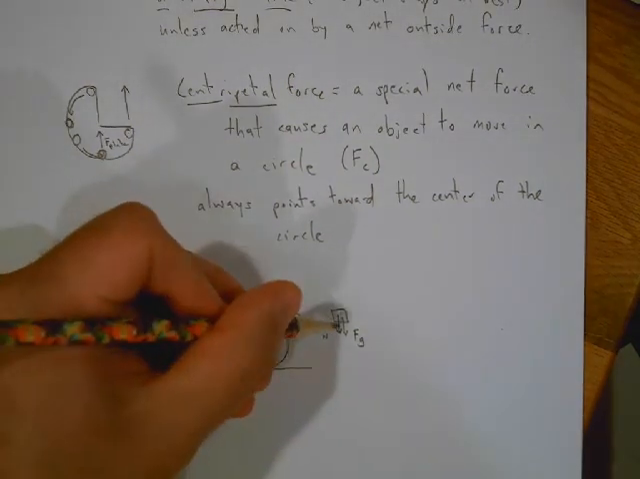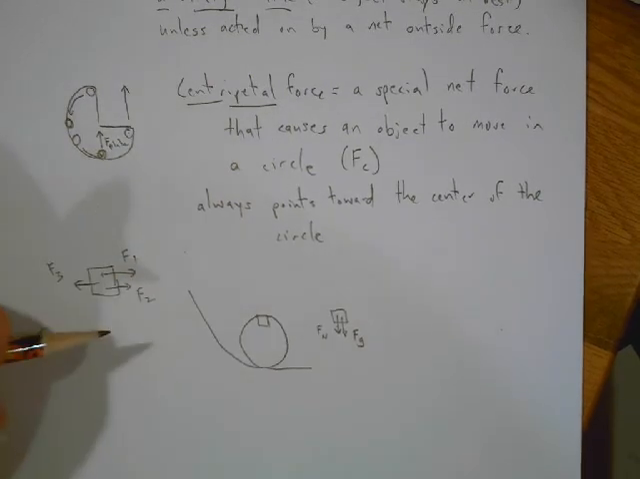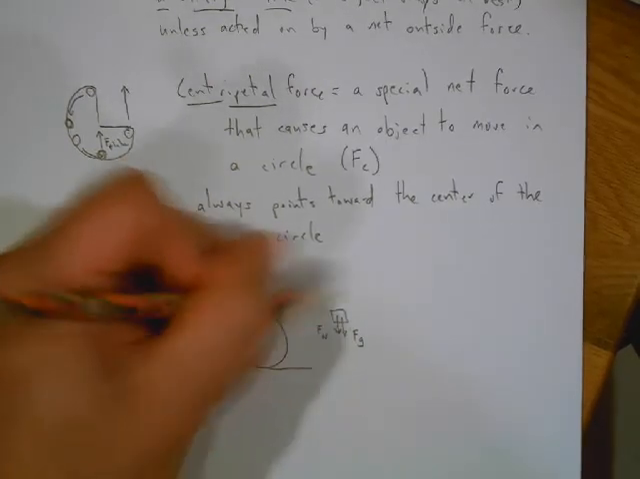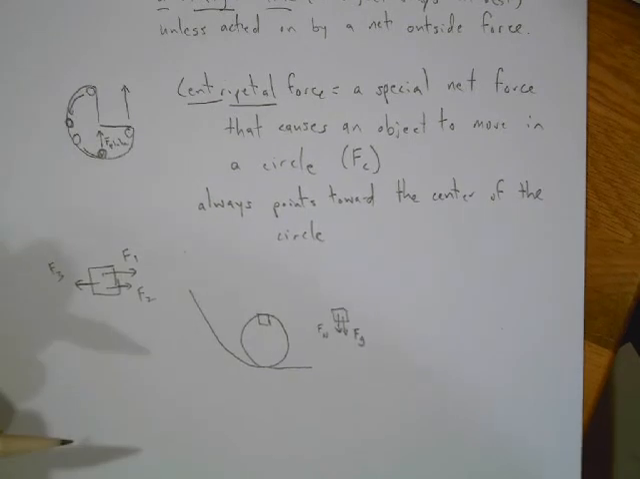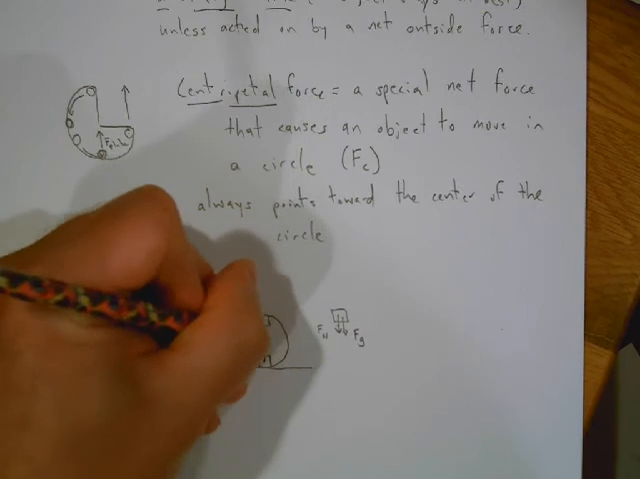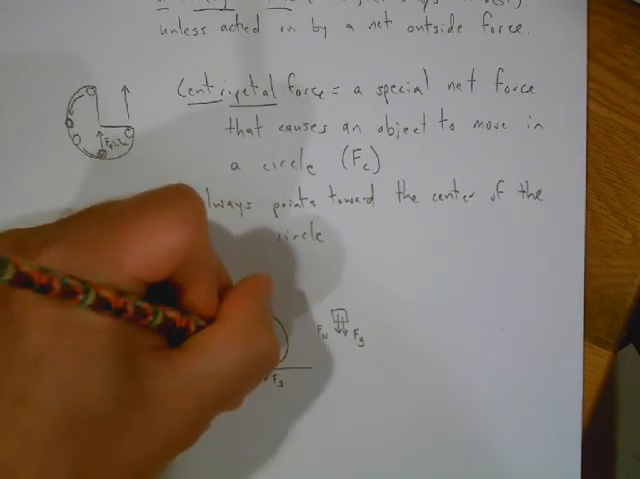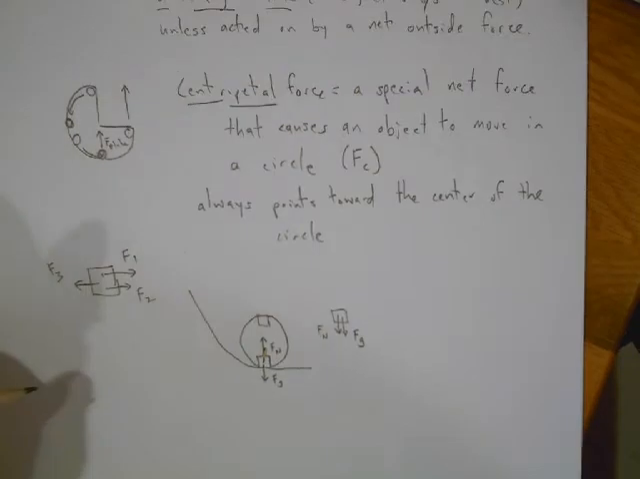Well, geez, wait a second. If I have the normal force and the force of gravity, look, my net force is pointing towards the center. These two forces together would be my centripetal force. Whereas if it's at the bottom, you would have the normal force pointing up and then the force of gravity pointing down.